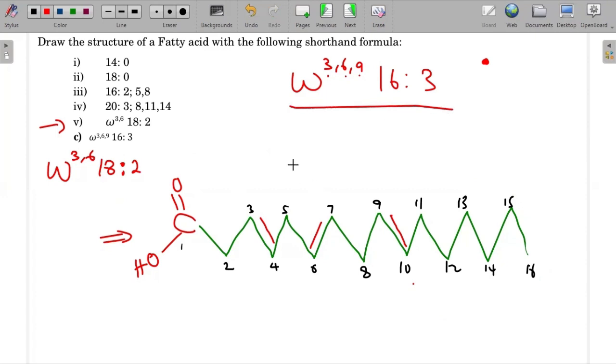All right, so we're done with drawing the fatty acids. I hope you've known now how to draw them. It's very easy. You just have to know the position of a double bond in case it's unsaturated. It's an unsaturated fatty acid. If it's saturated, then there will be no double bonds.